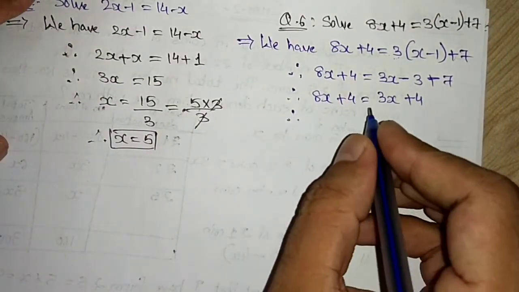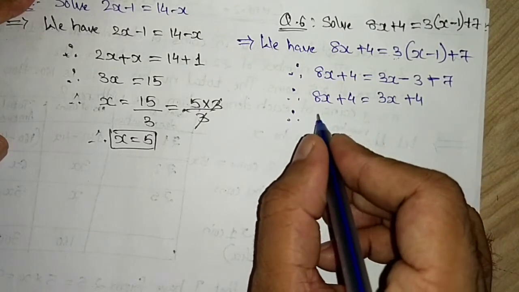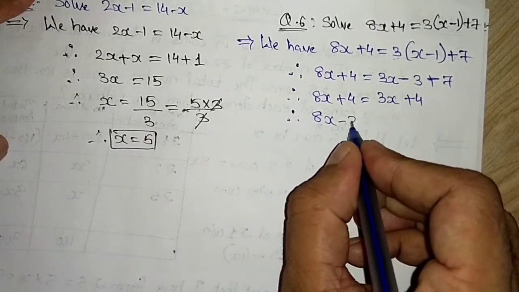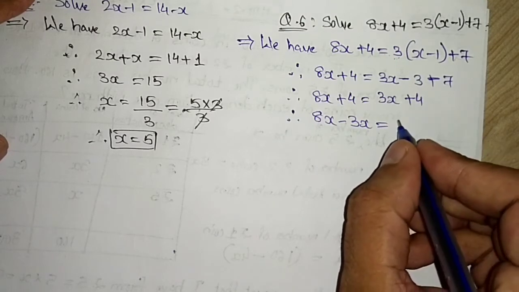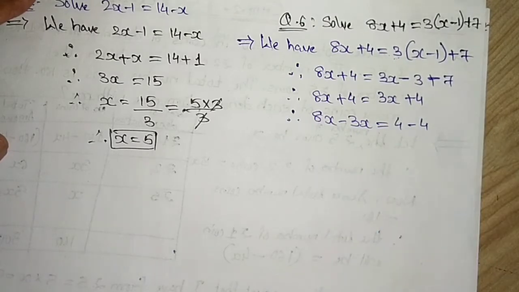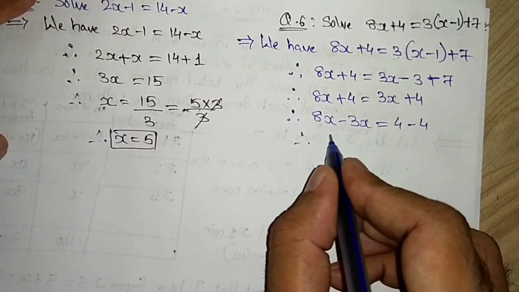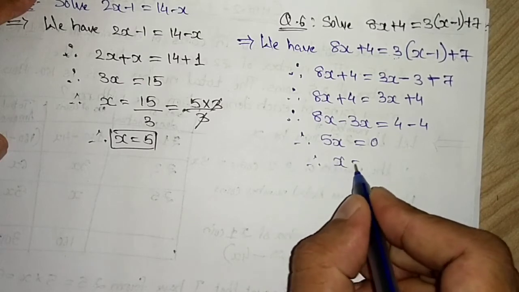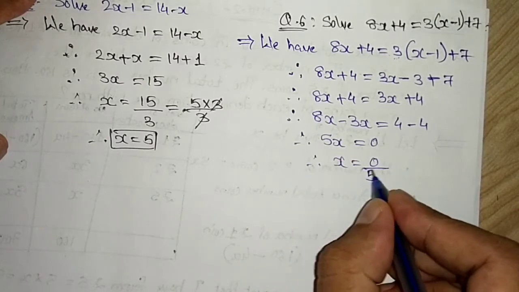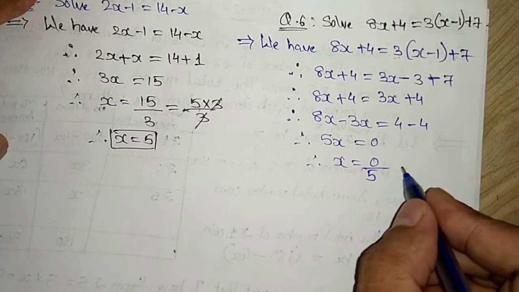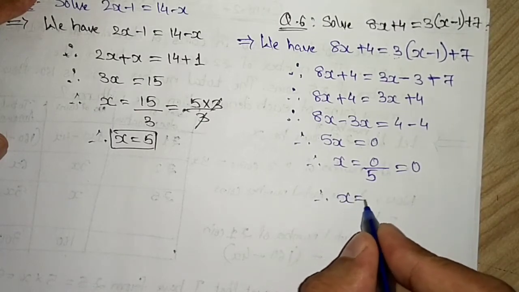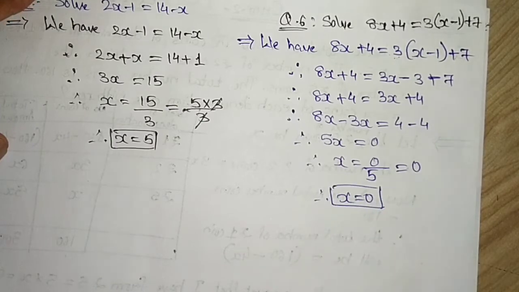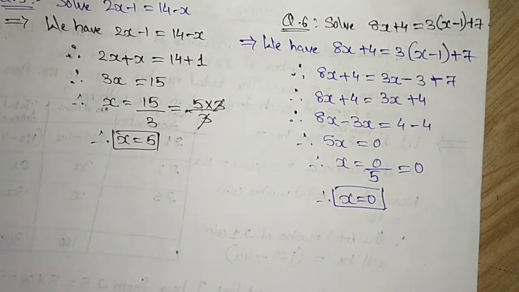Now we have already simplified, so we can take 3x to the LHS by changing the sign and 4 to the RHS by changing the sign. So it will become 8x minus 3x is 5x and 4 minus 4 is 0. Therefore 5x is equal to 0. Divide by 5 because 5 will go and divide, so it will become eventually 0. x is equal to 0. 0 divided by anything will give you the answer as 0. Hope you are understanding, students.